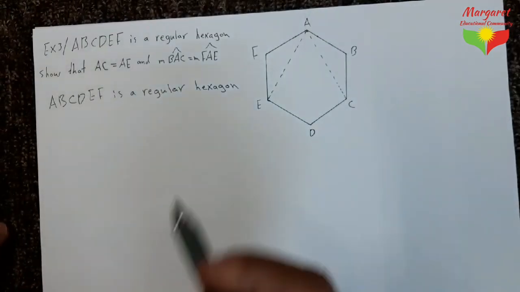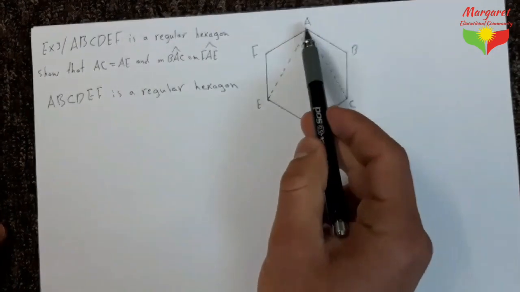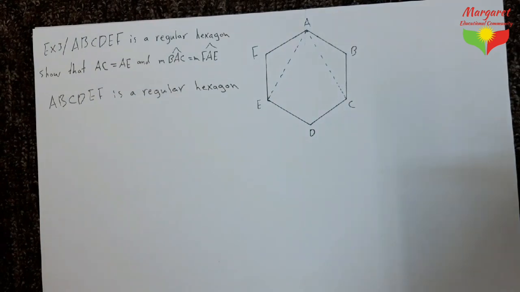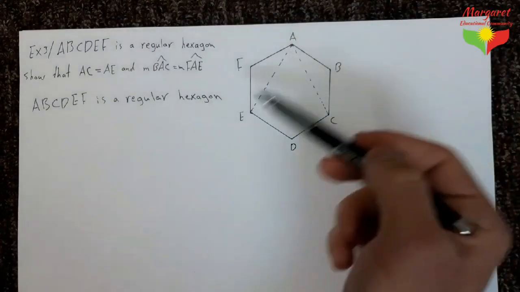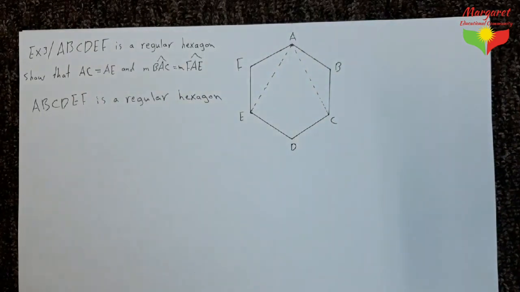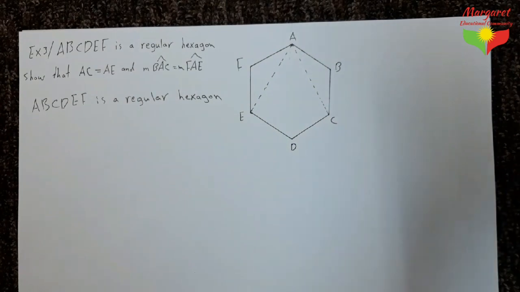And hexagon has 6 vertices. 6 is even and we say that if the number of vertices is even then the axes of symmetry are the perpendicular bisectors of the sides and the diagonals joining opposite vertices.